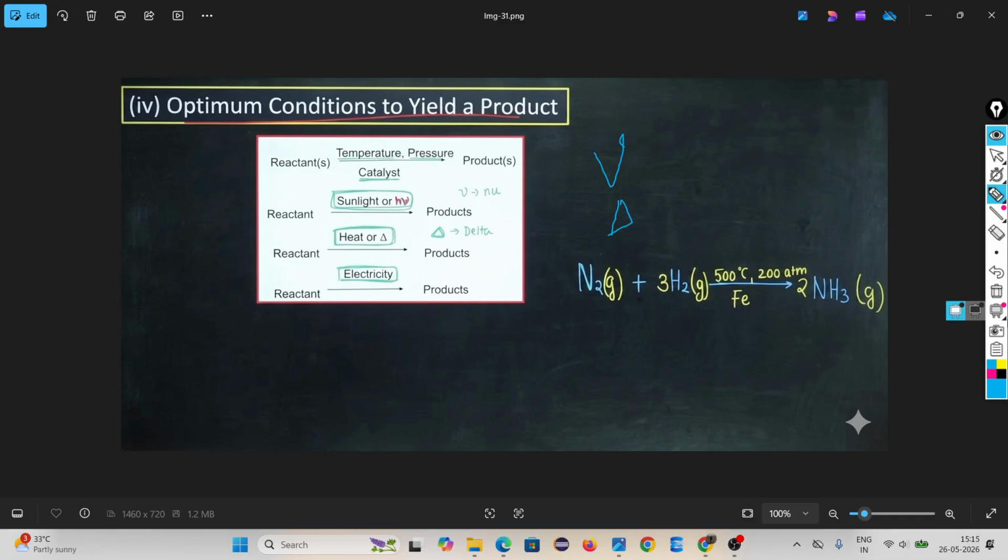When heat, delta. Look, a few seconds ago I was telling you nitrogen reacts with hydrogen in the presence of heat. How much heat is required? 500 degrees Celsius and 200 atmospheric pressure, in the presence of iron. These three are nothing but your catalysts, to form ammonia. Catalyst may be temperature, pressure, sunlight, heat, electricity or any other element, like here, iron is a catalyst. Okay. When nitrogen gas reacts with hydrogen gas in the presence of 500 degrees Celsius heat and 200 atmospheric pressure in the presence of Fe.